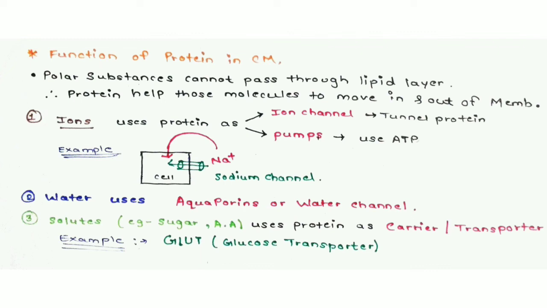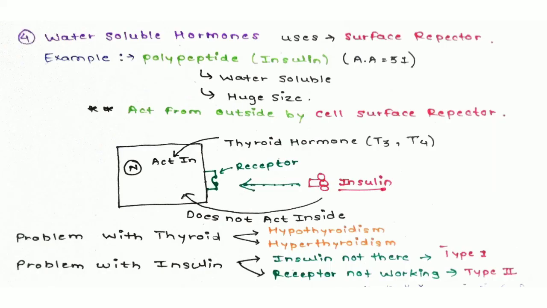Second is water, uses aquaporins or water channel. Now you will be saying, like why again channel? Because water is also ions, H plus and OH minus. Third, solutes like sugar, amino acids, use protein as carrier or transporters. Example, glucose transporter. The fourth function is like water soluble hormone, uses a protein as cell surface receptors.